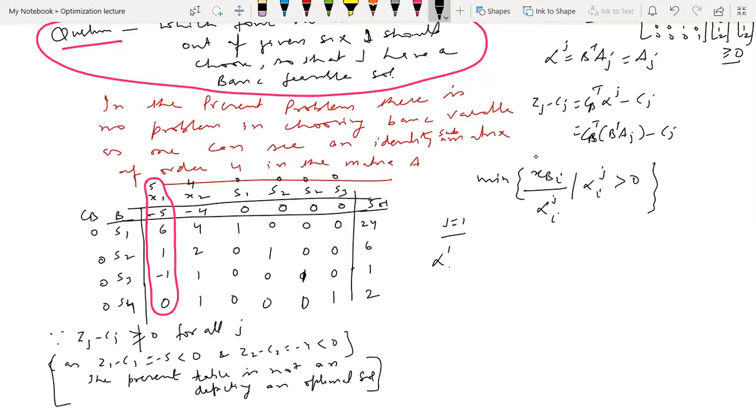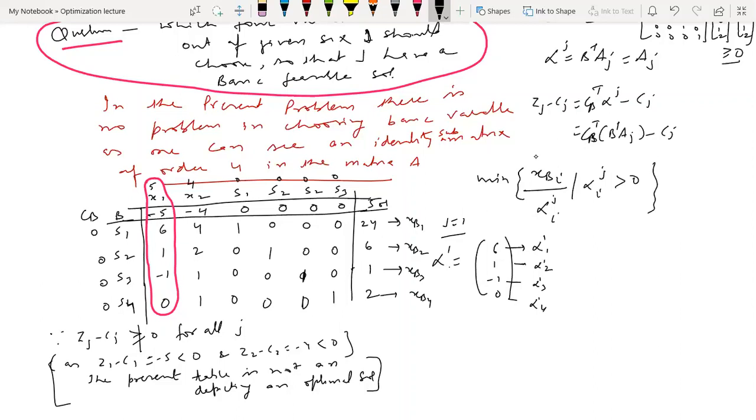So j is 1. So what is my alpha 1i? Or I should say alpha 1 is what? It is my column, 6 1 minus 1 0. You see, what is 6? 6 is my alpha 11. This is alpha 12, this is alpha 13, and this is alpha 14. Similarly, this 24 is my xb1, second xb2, this is my xb3, and this is my xb4. So these notations are very important to understand.